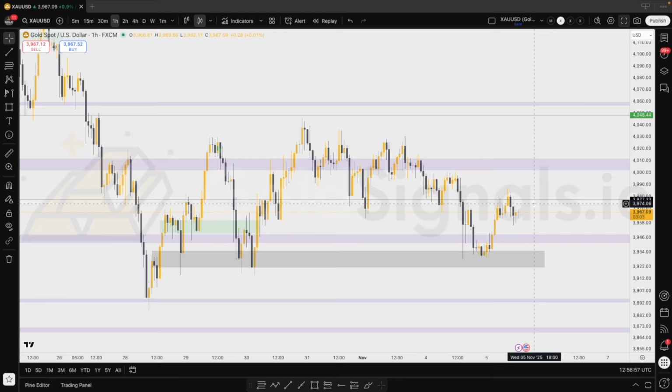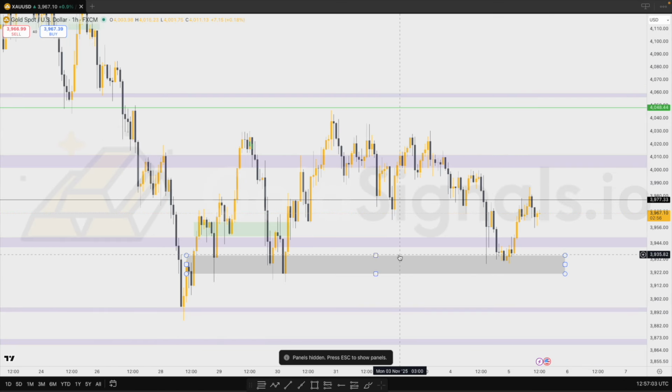So with that being said, we understand that we are at a pivotal point indicated to us by our fixed range volume profile and just a visual psychological level that we can take into account.